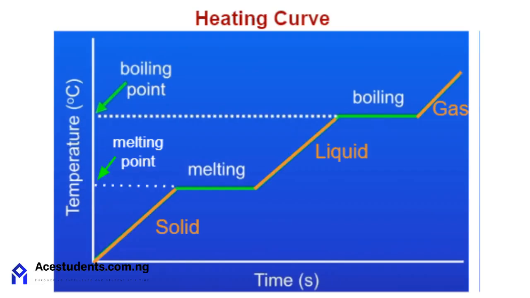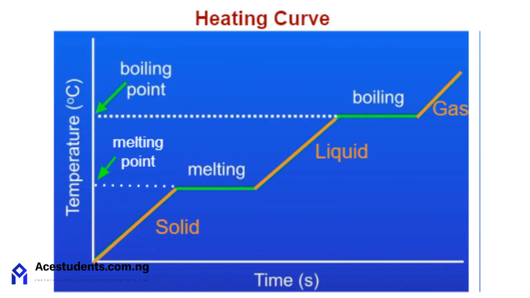A heating curve shows how temperature changes as a solid is heated. Notice the flat sections of the graph. During melting, the temperature stays constant while particles break free from fixed positions. During boiling, the temperature again remains constant while particles gain enough energy to escape into the gas phase. When drawing the heating curve, always label flat sections of the graph as state changes.